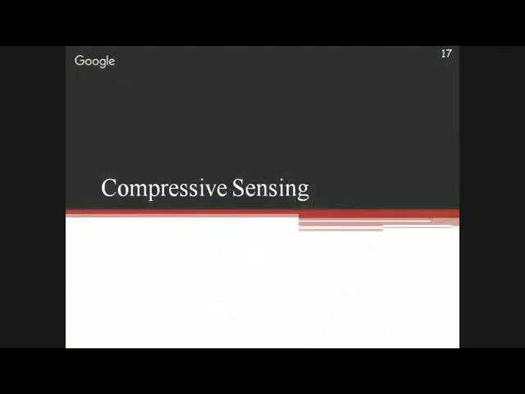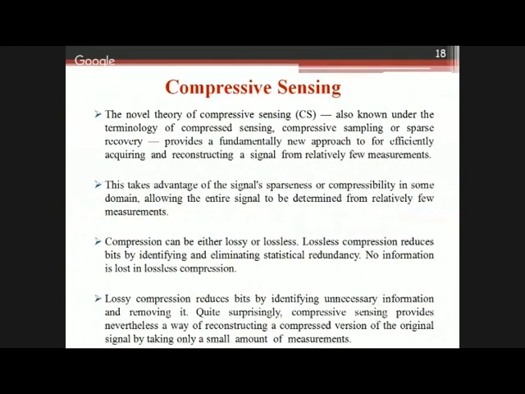So let's discuss compressive sensing. This is one of the very important and emerging fields in digital signal processing: how we can compress the data without affecting the originality of the original signal. How can I compress my signal? Compressive sensing is a novel theory, also known by the terminologies compressed sensing, compressive sampling, or sparse recovery, which provides a fundamentally new approach for efficiently acquiring and reconstructing a signal from relatively few measurements.